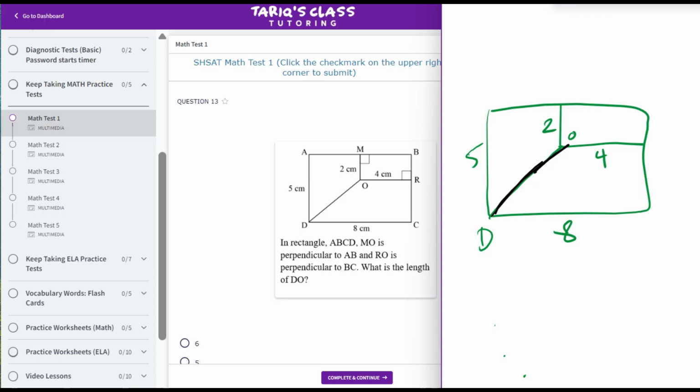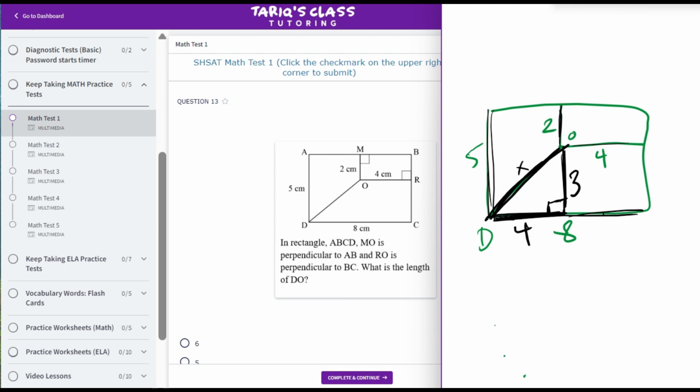Okay, DO. So any line like this tilted, if you want to find it, you have to turn it into a triangle. Okay, so first of all, the other side is a right triangle. So we know that this whole side is 8, and we know this is 4, so this is also 4. Okay, we know this whole thing is 5, from here is 2, so the rest of it has to be 3. You see, 3 plus 2, 5. 4 plus 4, 8, the whole thing 8. So the triangle is 3 by 4. We just need to find the third side.